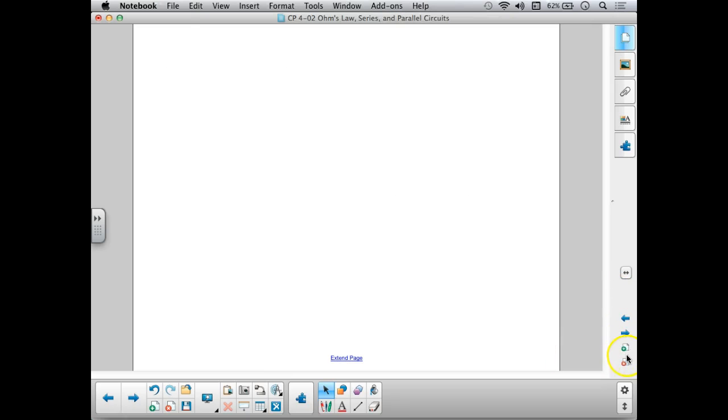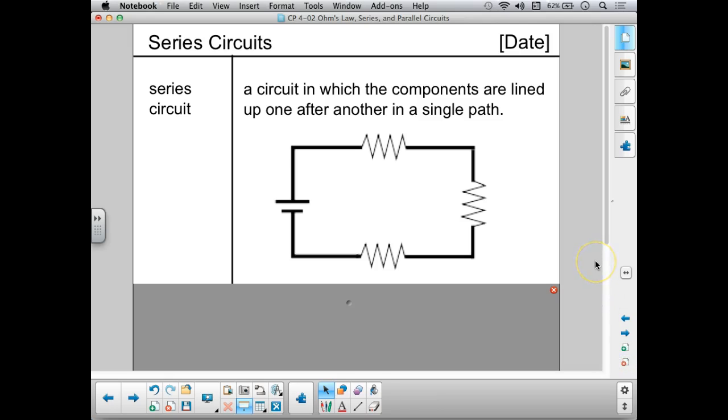Okay, our first step is let's see what a series circuit even is. So a series circuit is a circuit in which the components are lined up one after another in a single path. It's just like a television series or any other sort of series. We have one thing after another after another. So right here I have my battery. There it is, positive side. And current is going to flow through this circuit from positive to negative. It passes first through this resistor, then through this resistor, then through this resistor. It has to go through them one after another, just like a series.